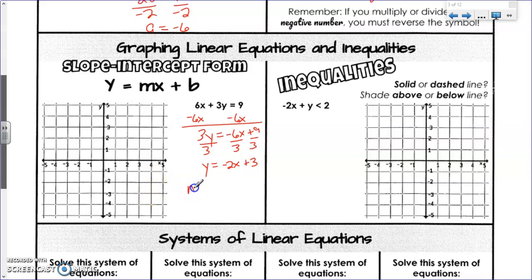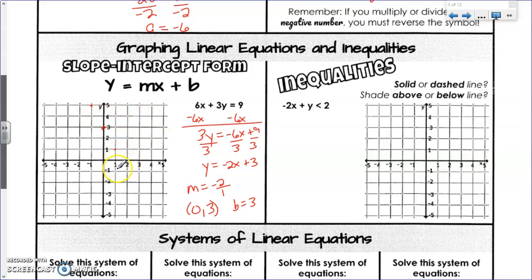Then we're going to say our slope, our rise over run, is negative 2 over 1. And our y-intercept, our starting point, is 0, 3, because b equals 3. So at 0, 3 we have a point. Negative 2, 1: I'm going to go down 2, right 1. Remember, if it's negative, the line must slant to the left. Or I could have gone up 2 and left 1 for a negative slope.